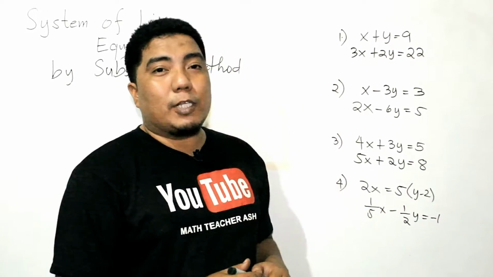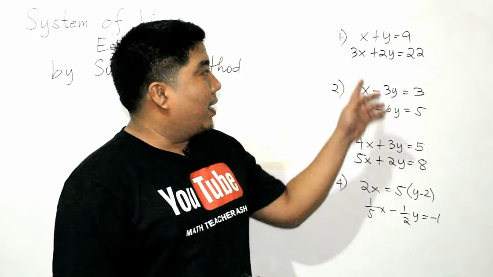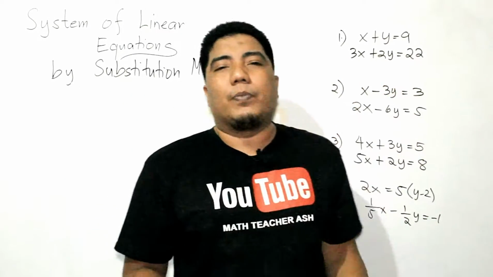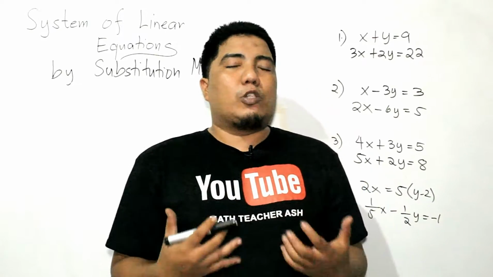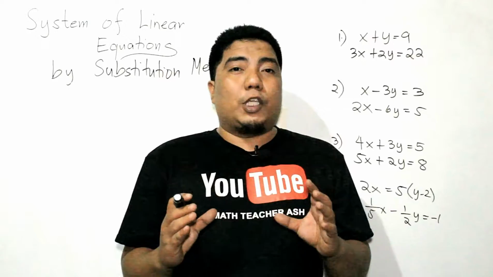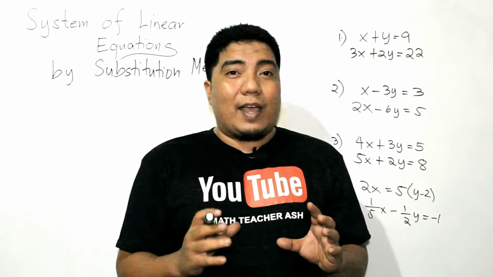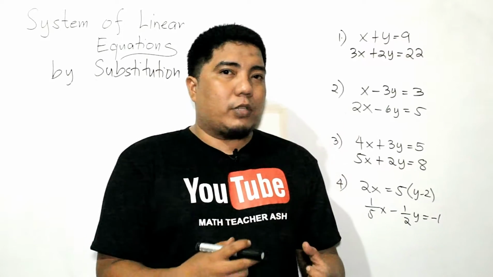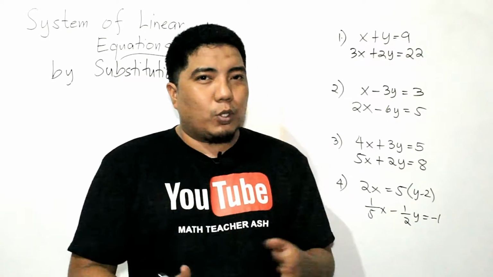We have here x plus y is equal to 9, and the second equation is 3x plus 2y is equal to 22. Since this is the substitution method, what we need to do is use one equation, derive a value of a variable from that equation, and then substitute it into our second equation. How do we do that?